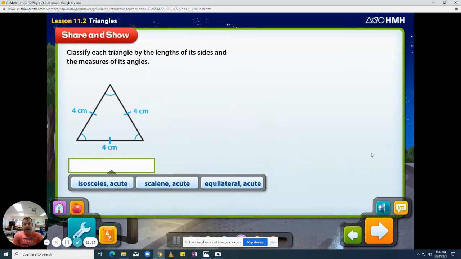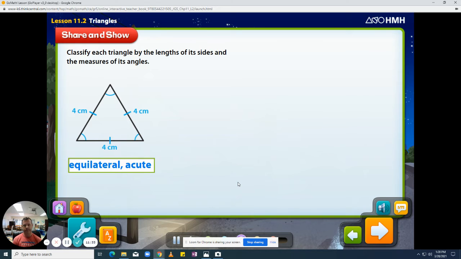All right, so you can pause it here and talk about it, or let's just figure this out. I see that by the sides, the first name, all the sides are the same. So therefore, it's equilateral, and that's the only choice. We already know what it is. But if you look, these are all skinny angles, so that's why it's acute: equilateral, acute. That's right. It is an equilateral acute triangle. That's right.